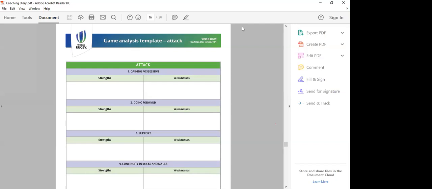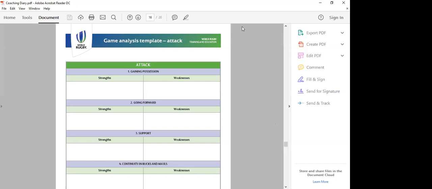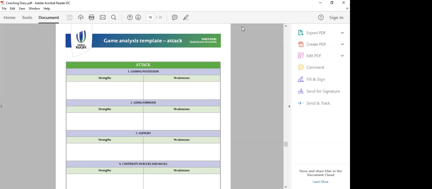In terms of gaining possession? It's a scrum. Gaining possession at the scrum, yes, because there's also gaining possession in the line-out, gaining possession everywhere. So in the scrum, you go from the toes to the head: all the key factors for the stance, for the knees, for the hips, for the back, etc.